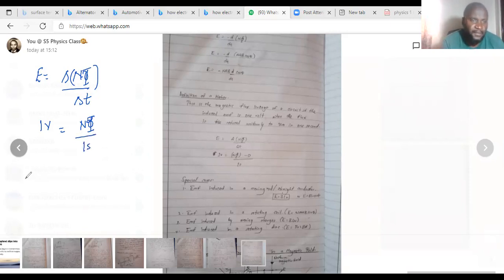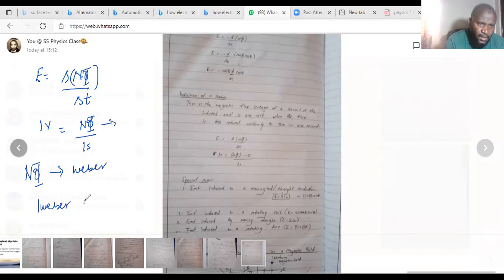So it is from here that nφ, remember nφ is measured in Webers, which will have now 1 Weber up here. So 1 Weber will be equal to 1 volt times 1 second. So that's why we are saying the definition is the magnetic flux linkage of a circuit. The Weber is the magnetic flux linkage of a circuit if the induced EMF is 1 volt when a flux is reduced uniformly to 0 in 1 second.